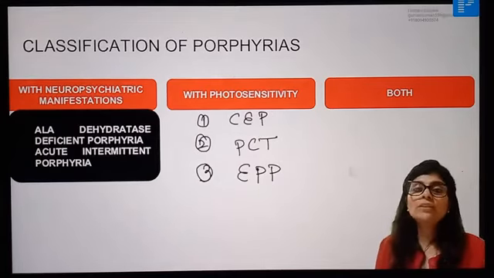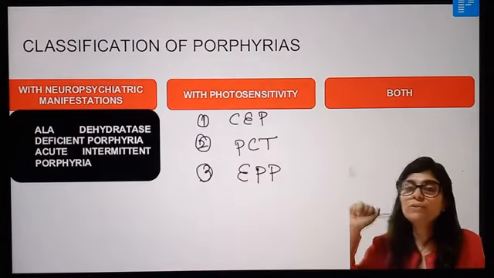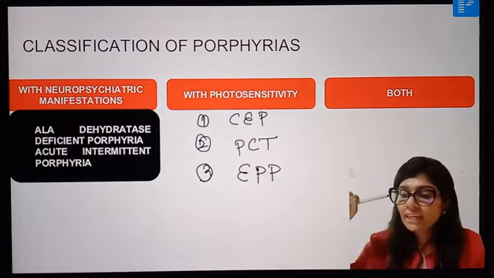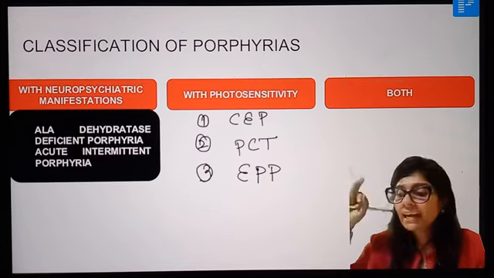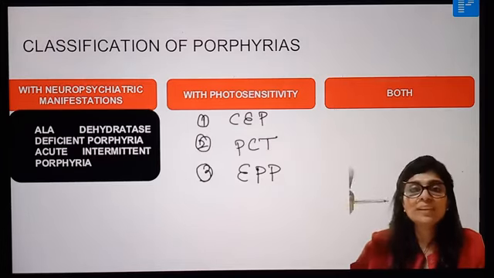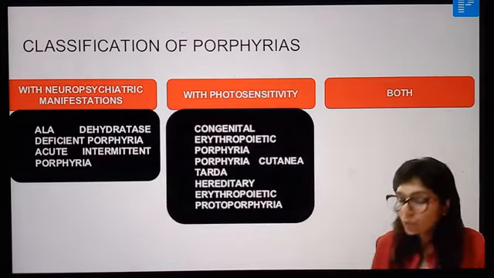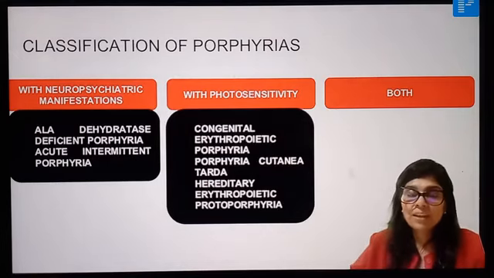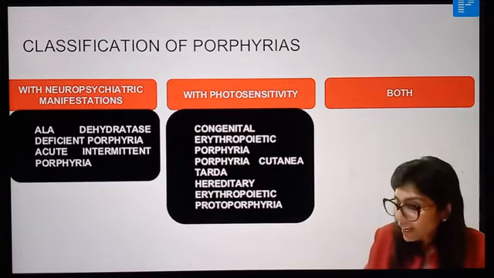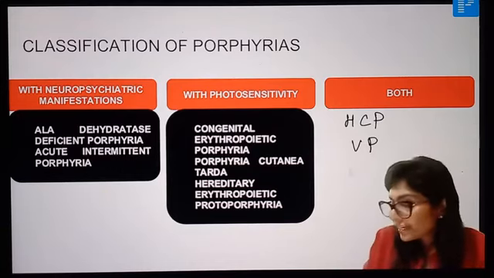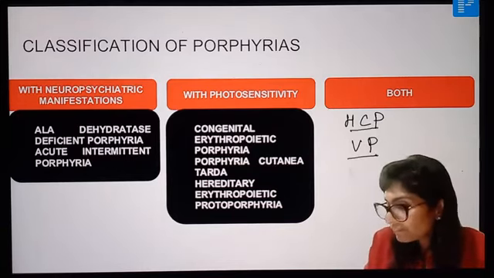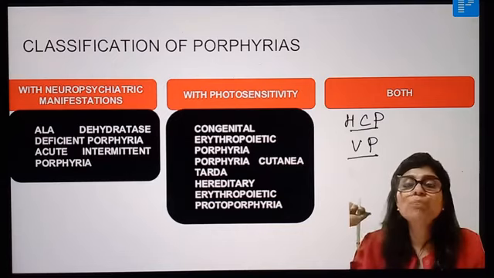So tell me, what are the 3 porphyrias which present with photosensitivity? Congenital erythropoietic porphyria, porphyria cutanea tarda, and erythropoietic protoporphyria. So these 3 present with only photosensitivity. What are the disorders which present with both? Hereditary coproporphyria and variegate porphyria.